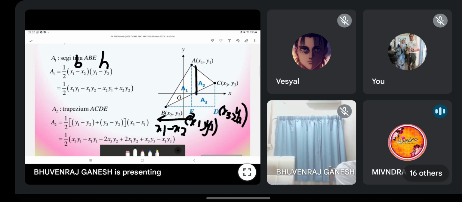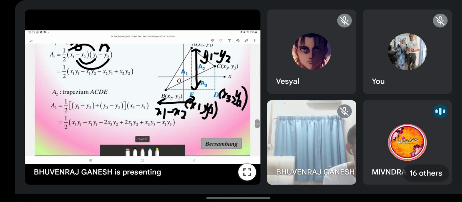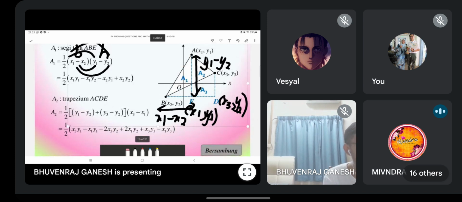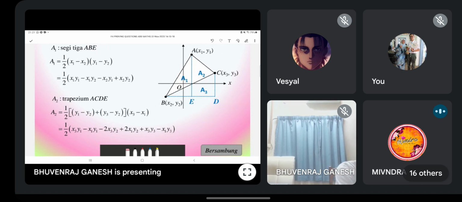Lepas tu yang AE, AE is Y1 minus Y2. Kita boleh tulis supaya tak kalang kabut. So and then 1/2 kita guna dua nilai tu darab, kembangkan, guna butterfly method, rama-rama method, whatever method, and then we can use that method to dapatkan jawapan. So 1/2 darab dengan tu lah kita dah dapat ABE. Lepas tu kalau boleh nak padam pun boleh, padam and then guna ACDE. ACDE, lepas tu kita gunalah DE X3 minus X1. Untuk DE is X3 minus X1.